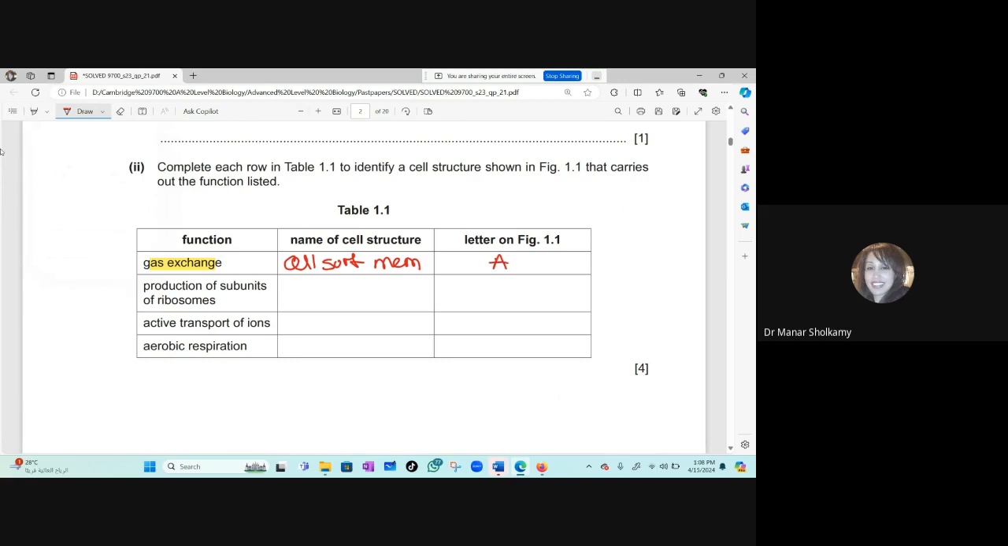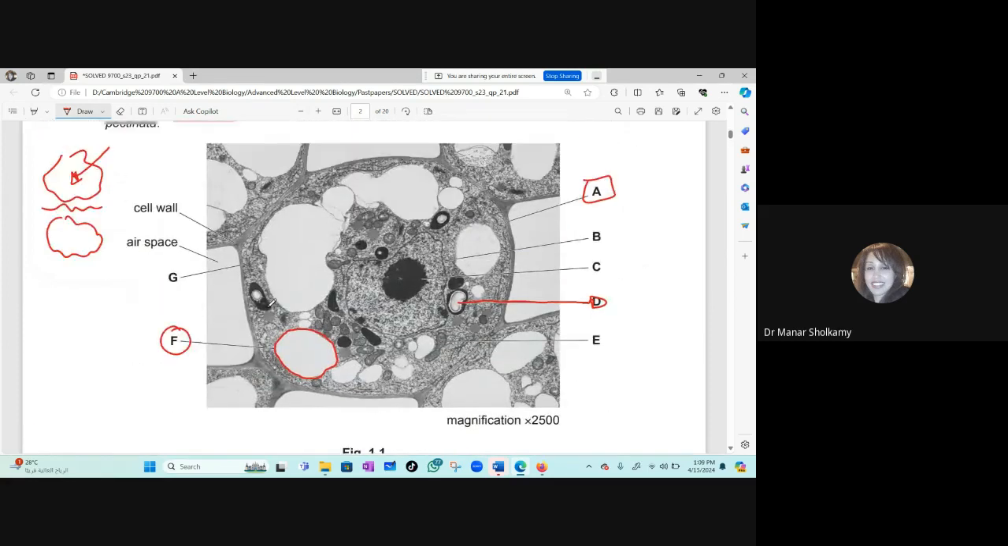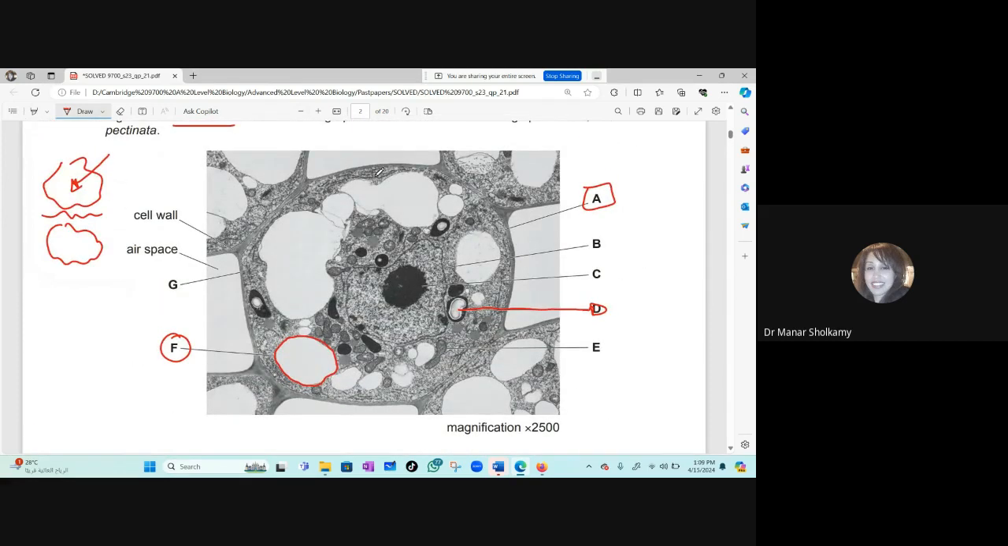Okay. Now, the production of subunits of ribosomes. Where are ribosomes produced? Noor, where are ribosomes produced here? Now, this is easy. Which organelle inside the cell produces ribosomes? Produces ribosomes, not proteins.